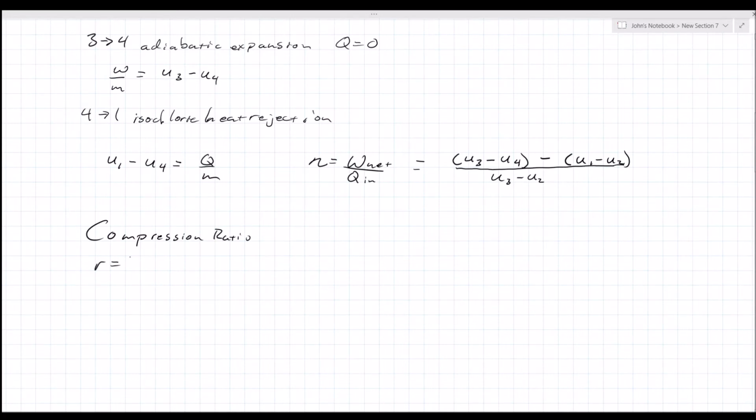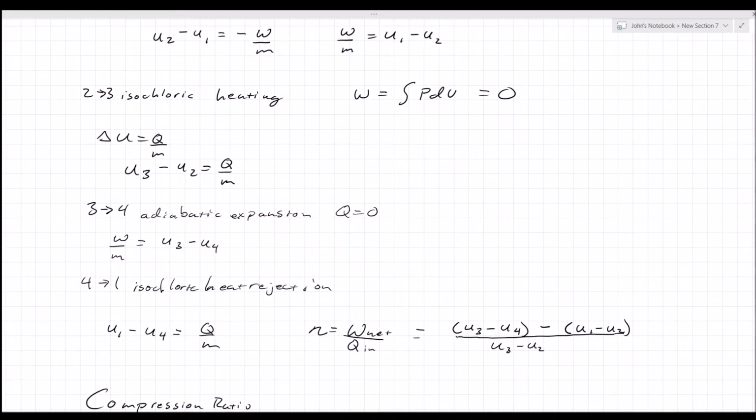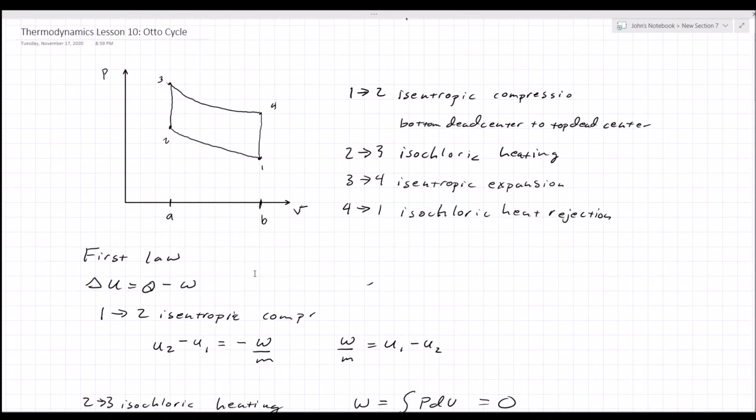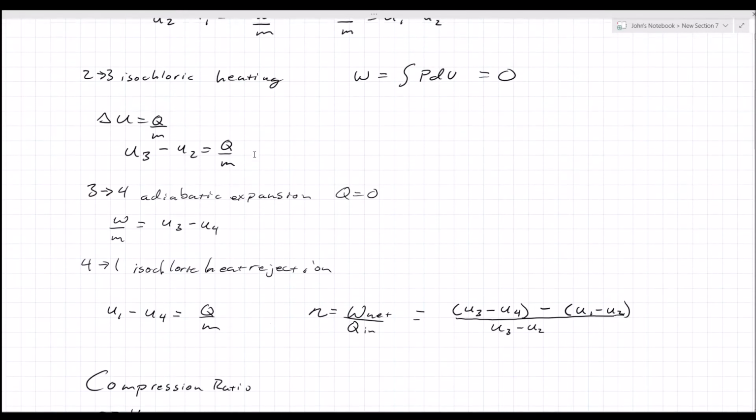Where R is equal to V1 over V2, because recall, since V4 and V1 are the same volume and V3 and V2 are the same volume, you're going to have your top dead center here. This is the lowest volume you're going to have. This is the highest volume you're going to have.